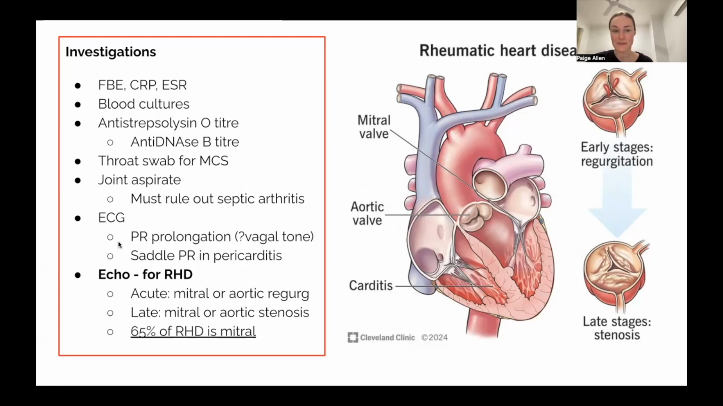On ECG, you can see PR prolongation. There was some thought that you get that because of an increased vagal tone, but we won't worry about that. But ultimately, you want to do an echo to make sure that they don't have any rheumatic heart disease. So most likely it's going to be affecting the mitral valve, usually causing regurgitation, or it can also cause aortic regurgitation. And then later on, you can get stenosis of those valves. Because what happens initially is you get inflammation of the valves so that they don't close properly. And then that becomes fibrotic and stenotic as time goes on, which is what causes the stenosis in later stages.